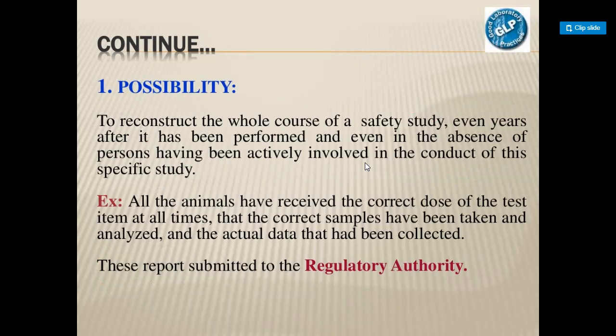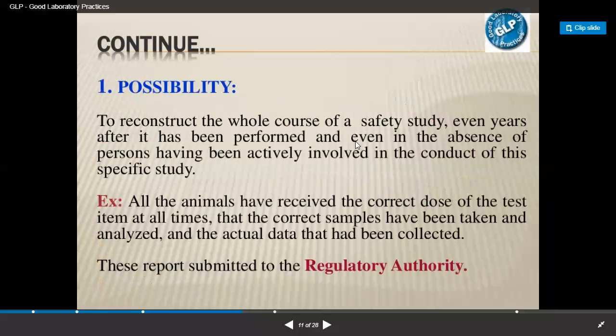To reconstruct the whole course of a safety study, even years after it has been performed, and even in the absence of persons having been actively involved in the conduct of this specific study.